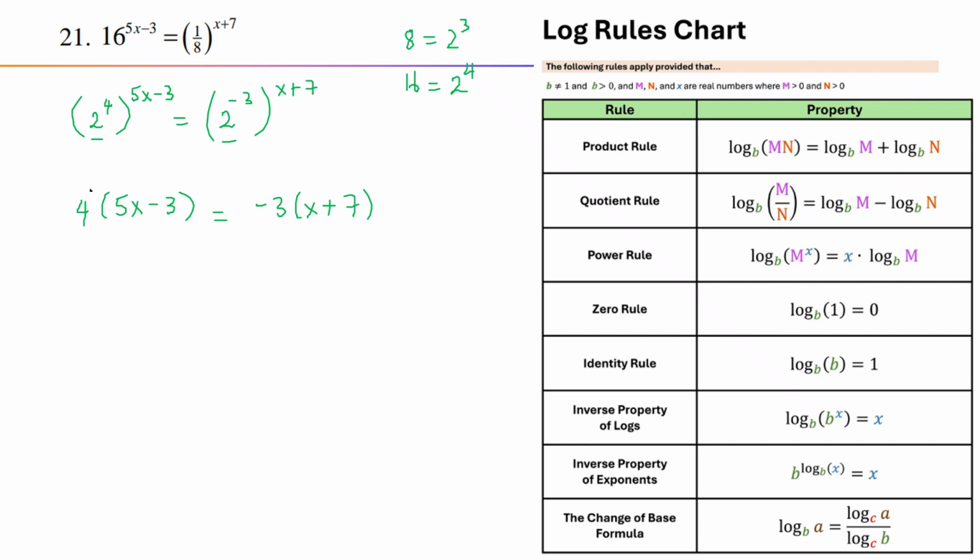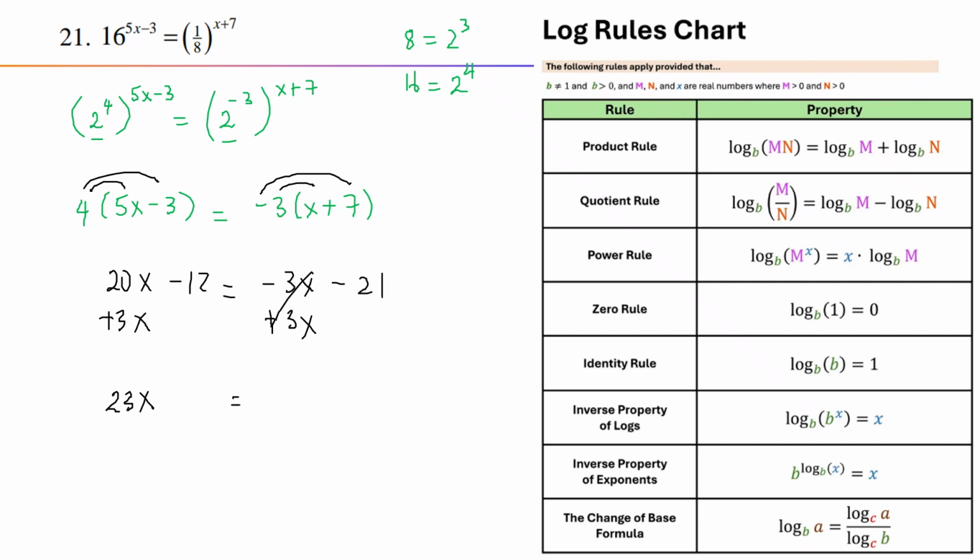Now because of that, we distribute. Okay, we continue with 20x minus 12 equal to minus 3x plus minus 21, because this is negative. Okay, now we will add 3x to both sides. So we combine like terms. We cancel the 3x on the right hand side. On the left hand side we have 23x total.